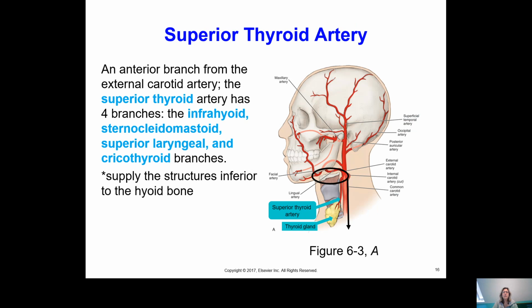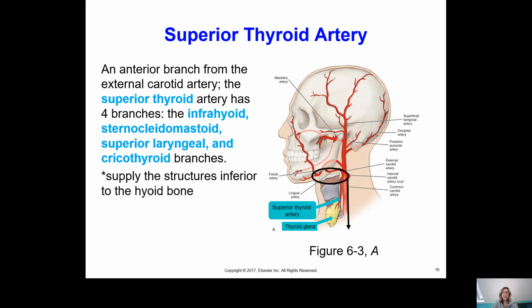An anterior branch from the external carotid, the superior thyroid artery has 4 branches: infrahyoid, sternocleidomastoid, superior laryngeal, and cricothyroid. And so I highlighted those on this picture on figure 6.3. These are right out of the textbook, so when you're reading the chapter you can refer to them. The black circle in the center is the hyoid bone.